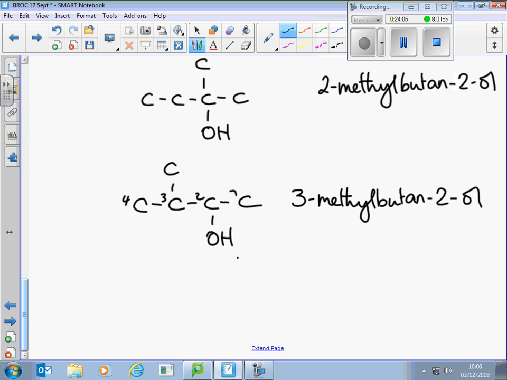Now we can't have 3-methyl butane 3-ol, can we? Because they would actually then both be on carbon 2, like the one up here. But could we swap those round and get anything different? No, we couldn't, could we? I'm sure there's another one. Any offers for another one?